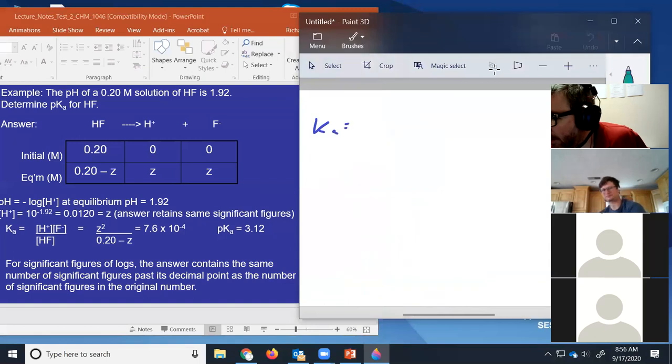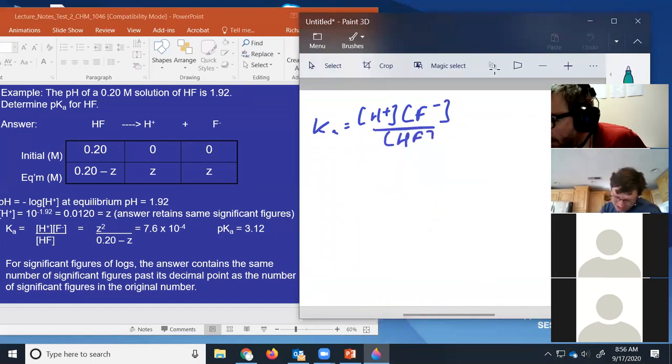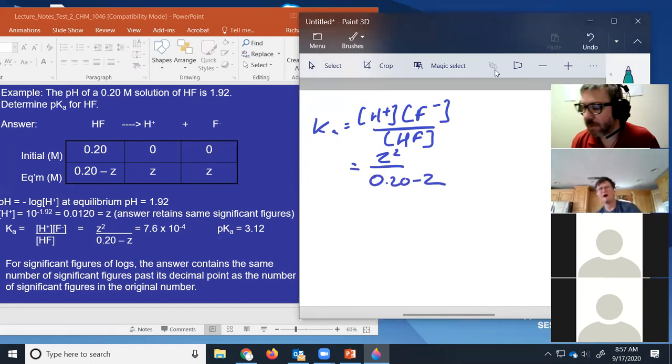So the Ka is going to be H plus times F minus over HF. Now that's all at equilibrium, of course, all those values. So you can see that's how we're getting the Z squared over 0.20 minus Z. Does anybody have any questions about that?